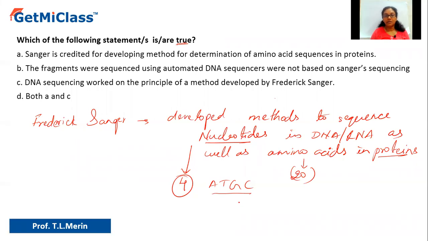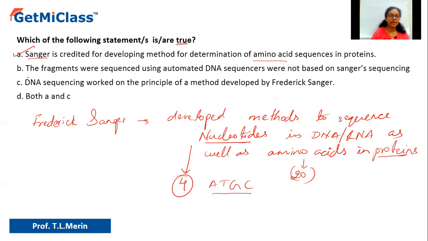So that is why Frederick Sanger developed a method of sequencing the nucleotides present in a particular nucleic acid, as well as sequencing the types of amino acids present in proteins. That will help us understand which sequences are responsible for what characteristics, and which type of amino acid sequence will result in what type of protein. So option A is a true statement. That is why he was credited for the development of the method for determination of amino acid sequence in protein.